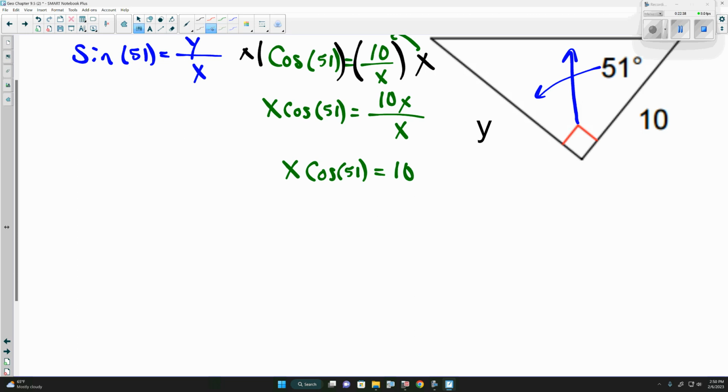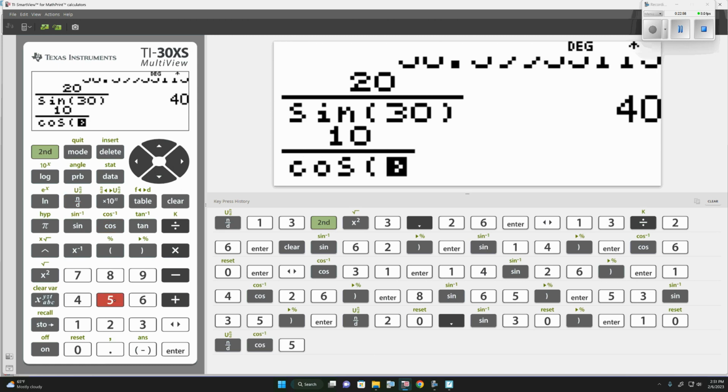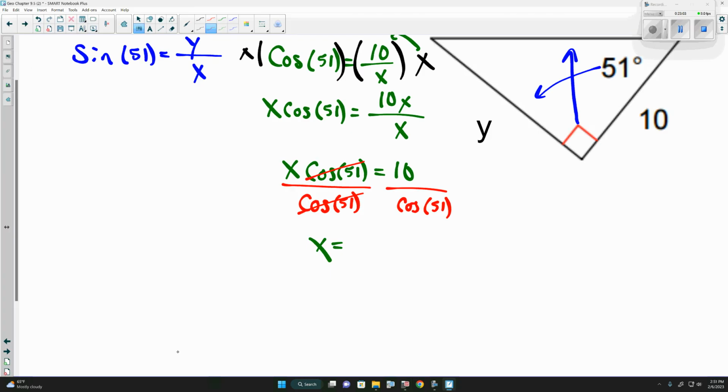Is x by itself? Yes, on both sides. Because here these will simplify out. And in the calculator, we can do 10 over cosine of 51, which is 15.89, or we can say 15.9.